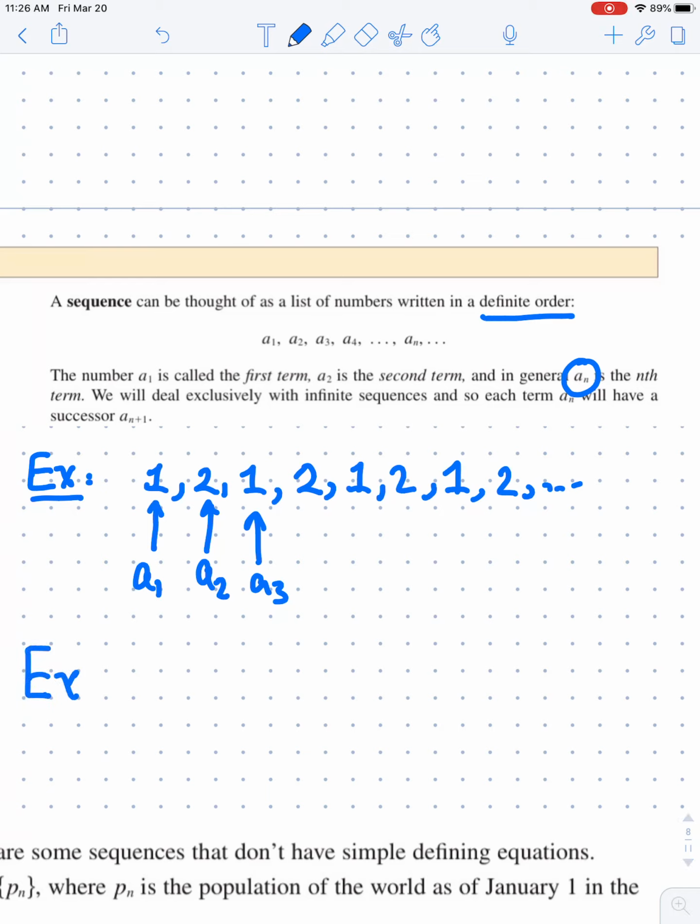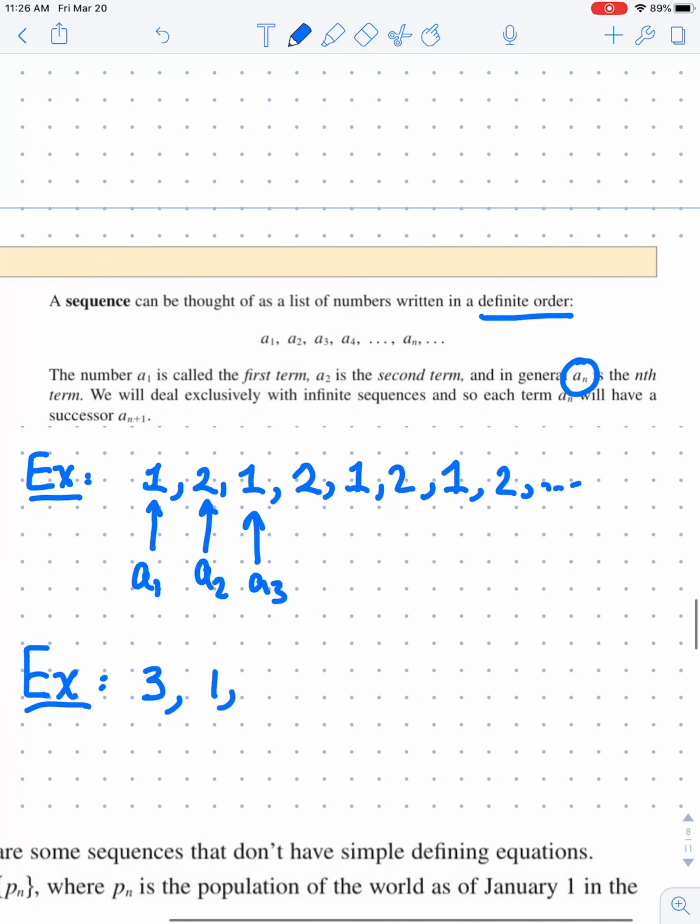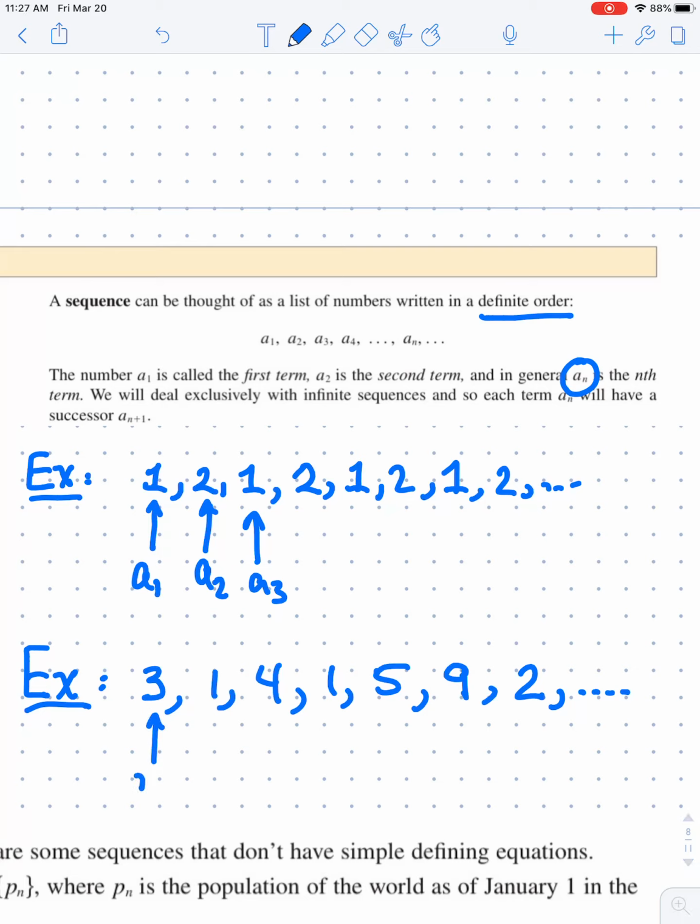Another thing we could do is think about the digits of pi. We could do 3, 1, 4, 1, 5, 9, 2, and keep going through there. This would be another example of a sequence. In this case, this would be the first term, this would be the second term, this would be the third term, right?